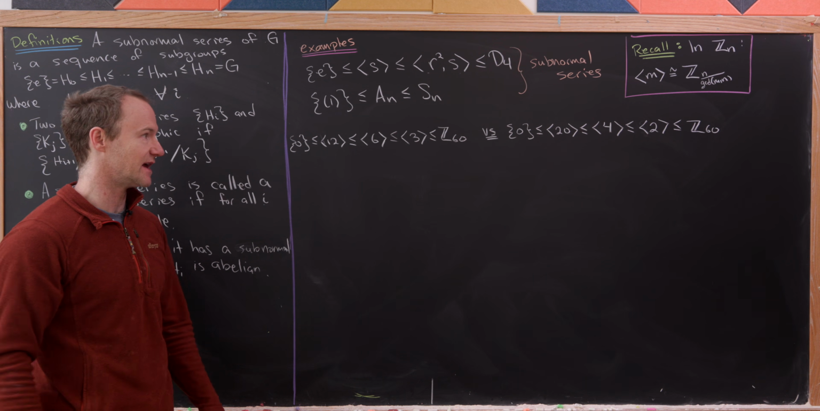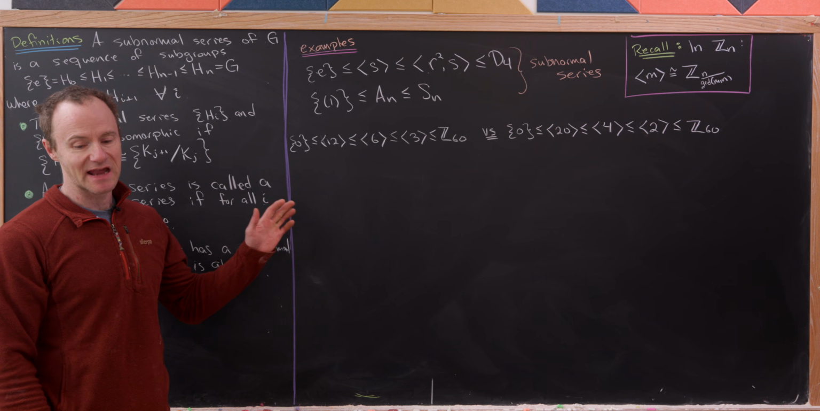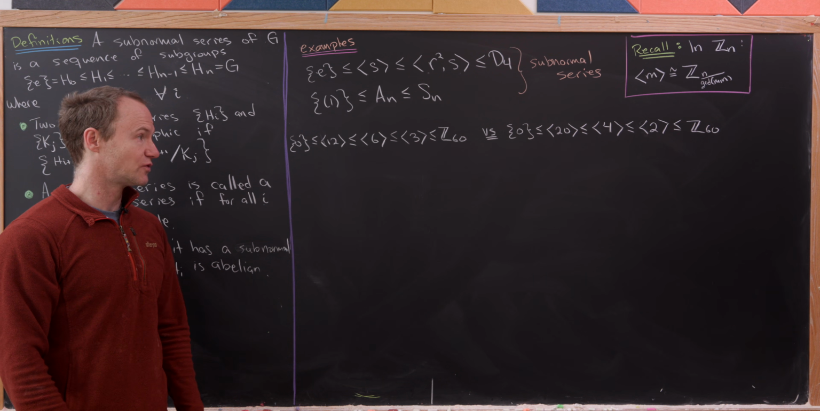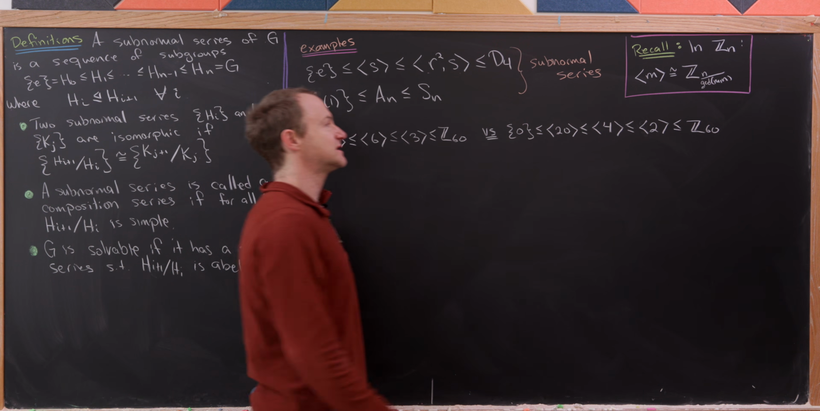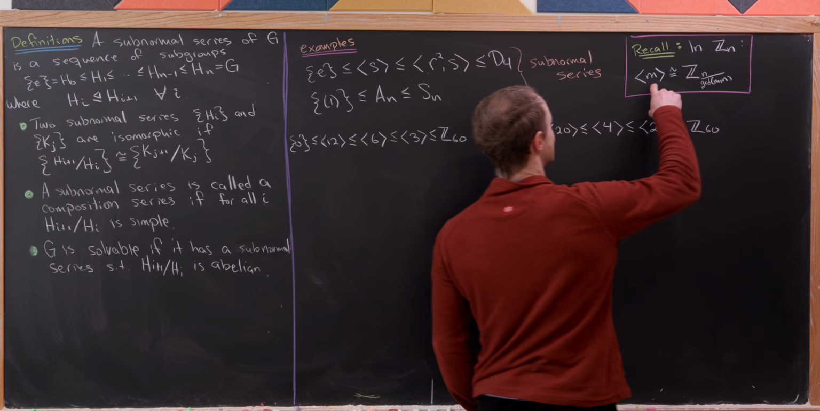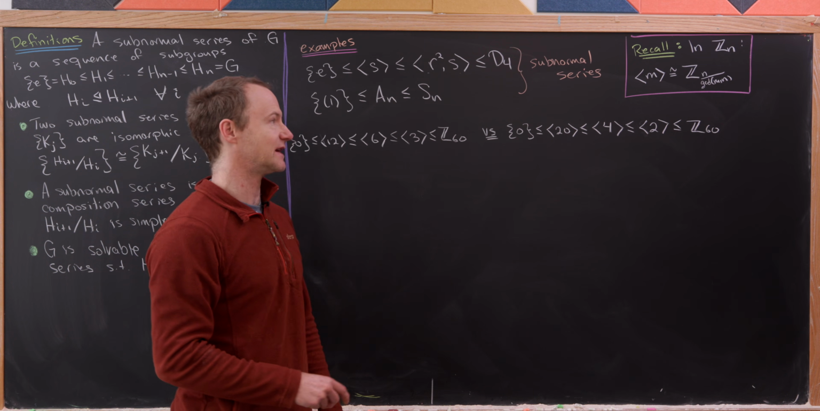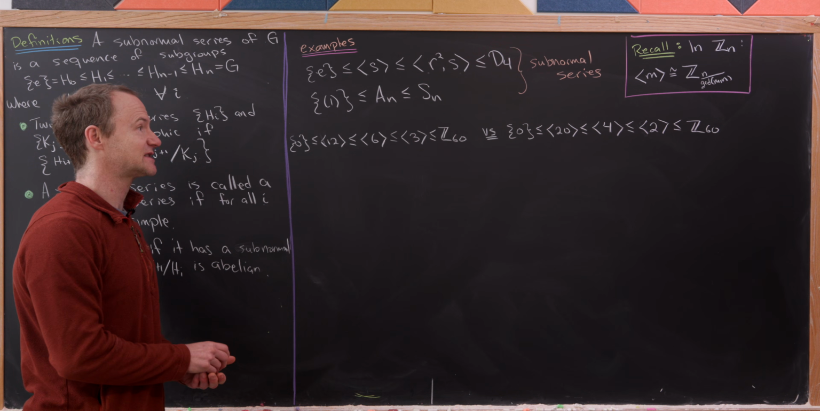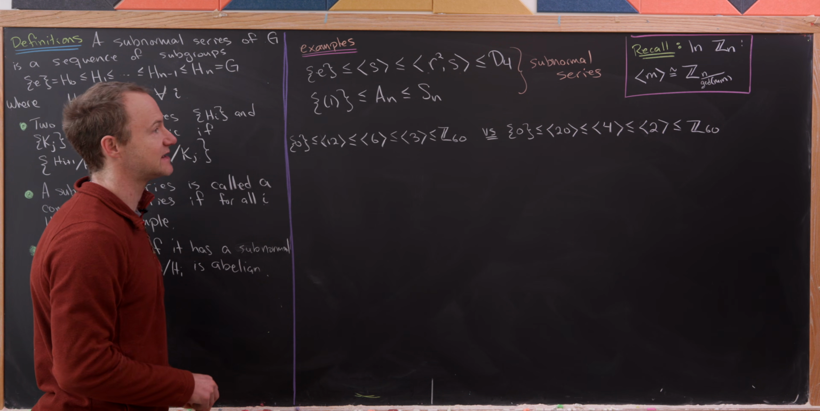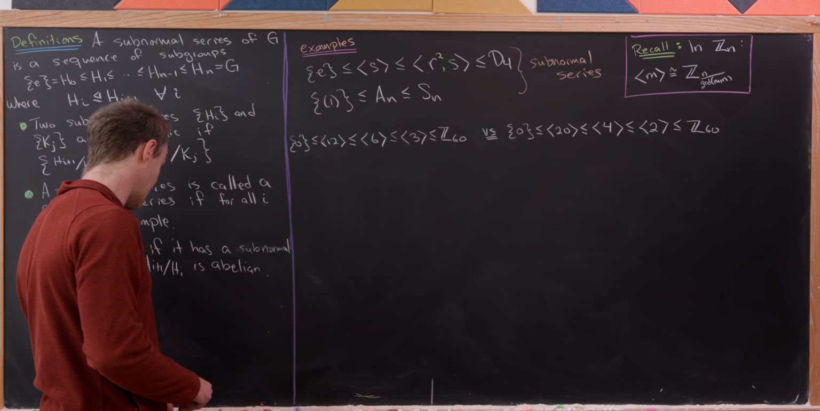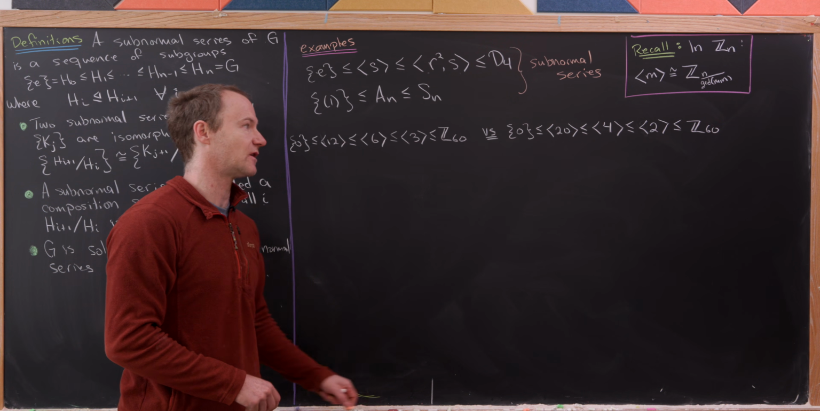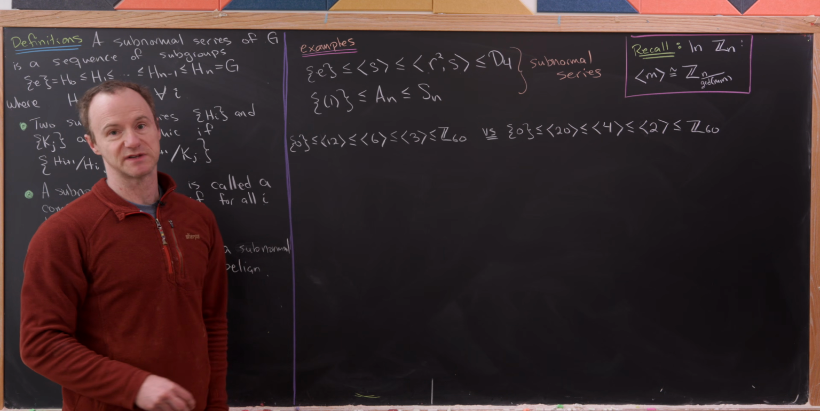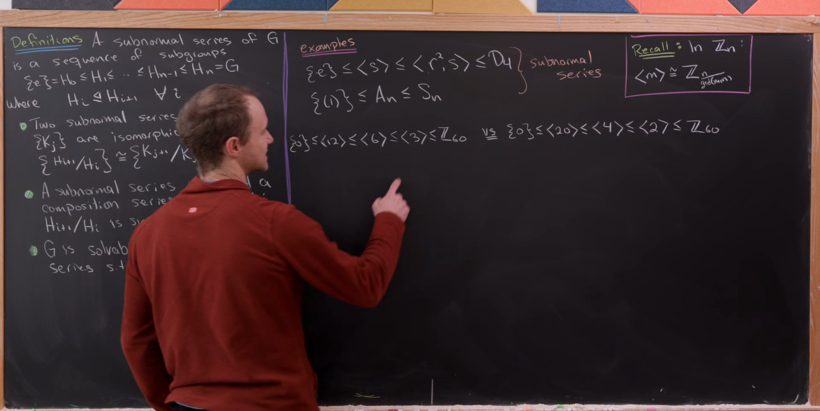Now let's look at two subnormal series of Z60. And throughout this, we're going to use the fact that in Zn, the cyclic group generated by m is isomorphic to Z of n divided by the GCD of m and n. That allows us to know the isomorphism classes of all of these subgroups in the middle. So let's just look at this.